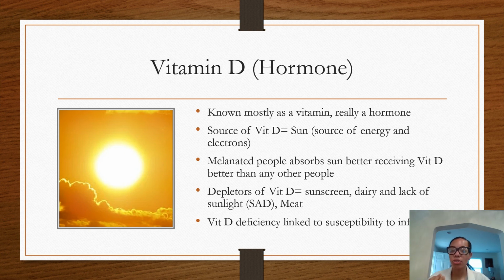The sun is a source of energy and it provides electrons, right? It's the ability for melanated people to be able to store energy as well. So melanated people absorb sun differently and better, receiving vitamin D better than any other people on the planet. Why? Because our melanin has a strong correlation and connection to the sun. Okay, so depleters of vitamin D: sunscreen, we'll talk about that, dairy and lack of sunlight, referring to the seasonal affective disorder, and meat. Getting back to the first depleter, sunscreen.